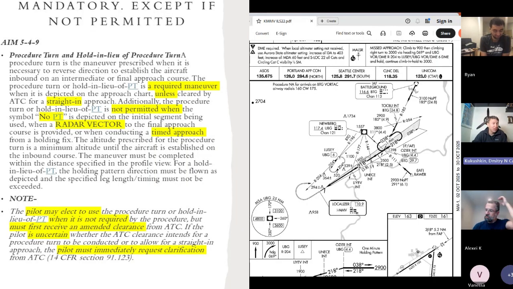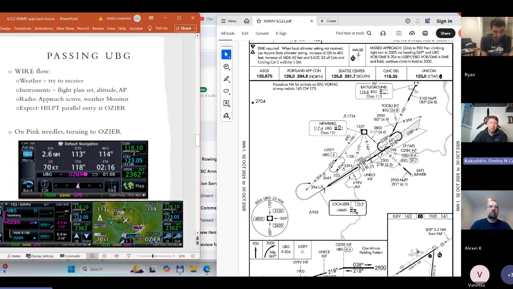But there is an easy way to solve this. If you are in doubt, do you have to do a procedure turn or not? Just ask ATC. It's like, hey, I'm kind of not clear. Do you want us to do procedure turn or straight in is okay? And they'll tell you.